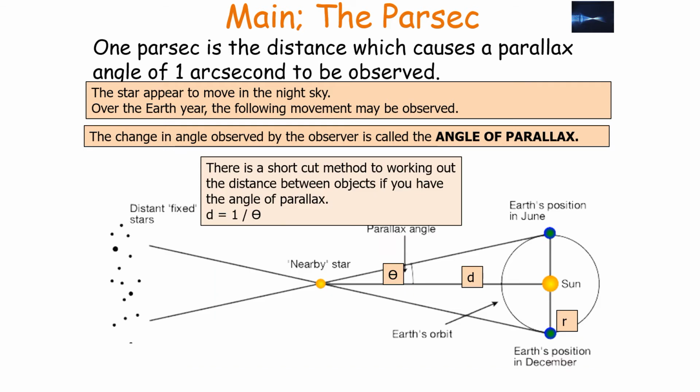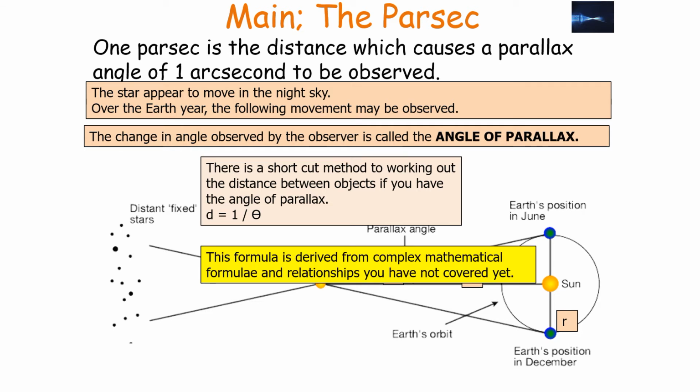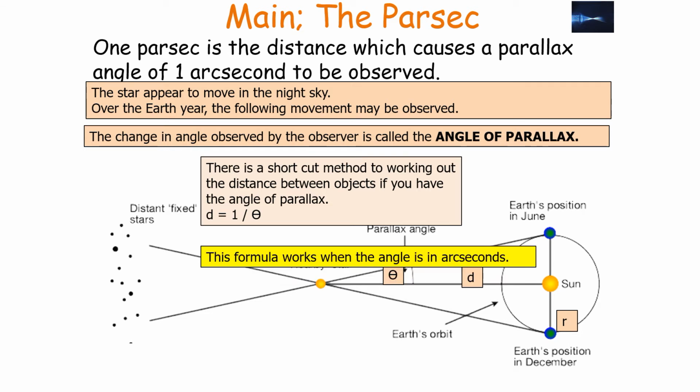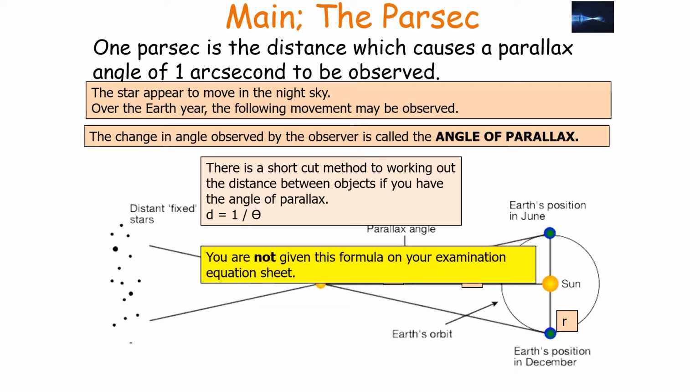in the course. Now, there's a shortcut method to working out the distance between objects if you have the angle of parallax. So you know that d is equal to 1 over theta, and this formula works when the angle is in arcseconds, and it gives you your distance in parsecs. Now, you are not given this formula on the examination sheet in your exam.